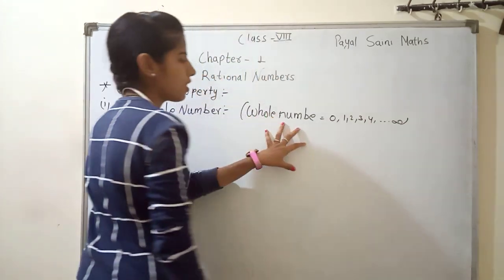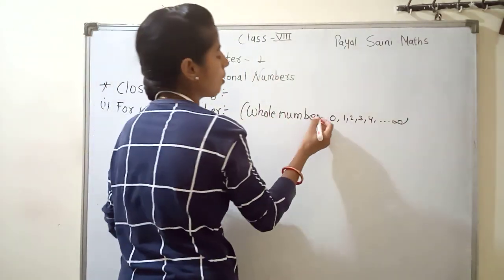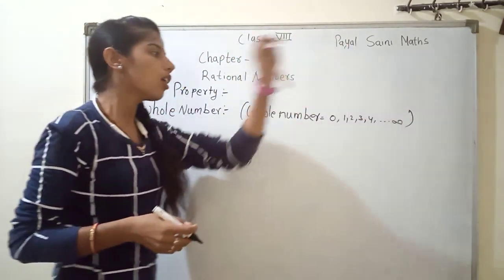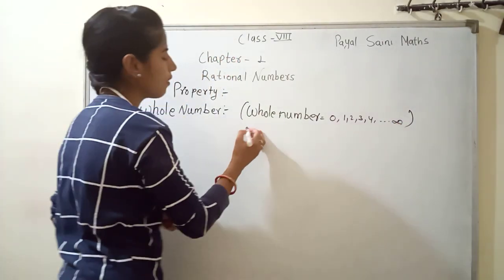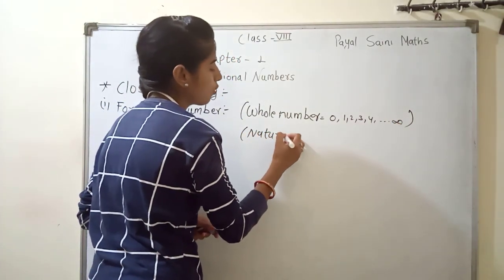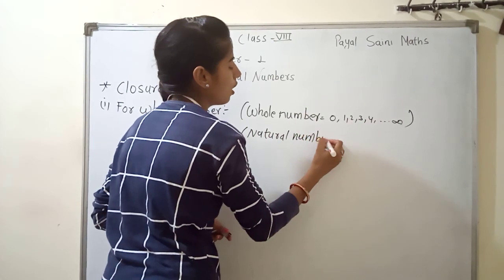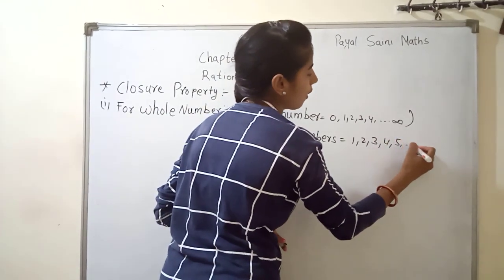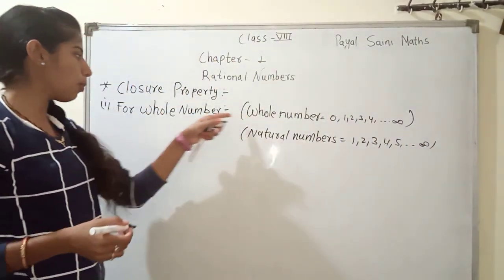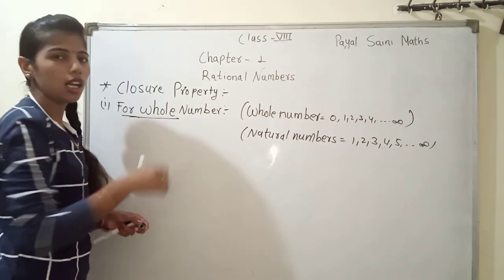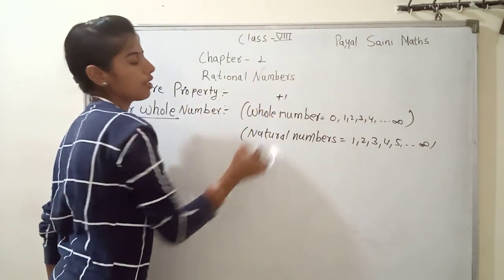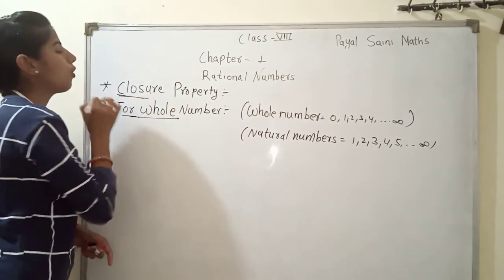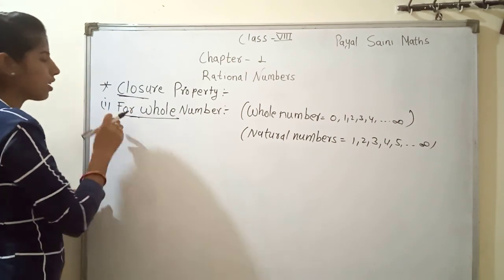First we understand whole numbers. Whole numbers are the numbers starting from 0, 1, 2, 3, 4 and going on to infinity. Natural numbers start from 1, 2, 3, 4, 5 and go on to infinity. In closure property, your answer should be a whole number. Only positive numbers should come. If a negative number comes in your answer, it does not follow closure property.